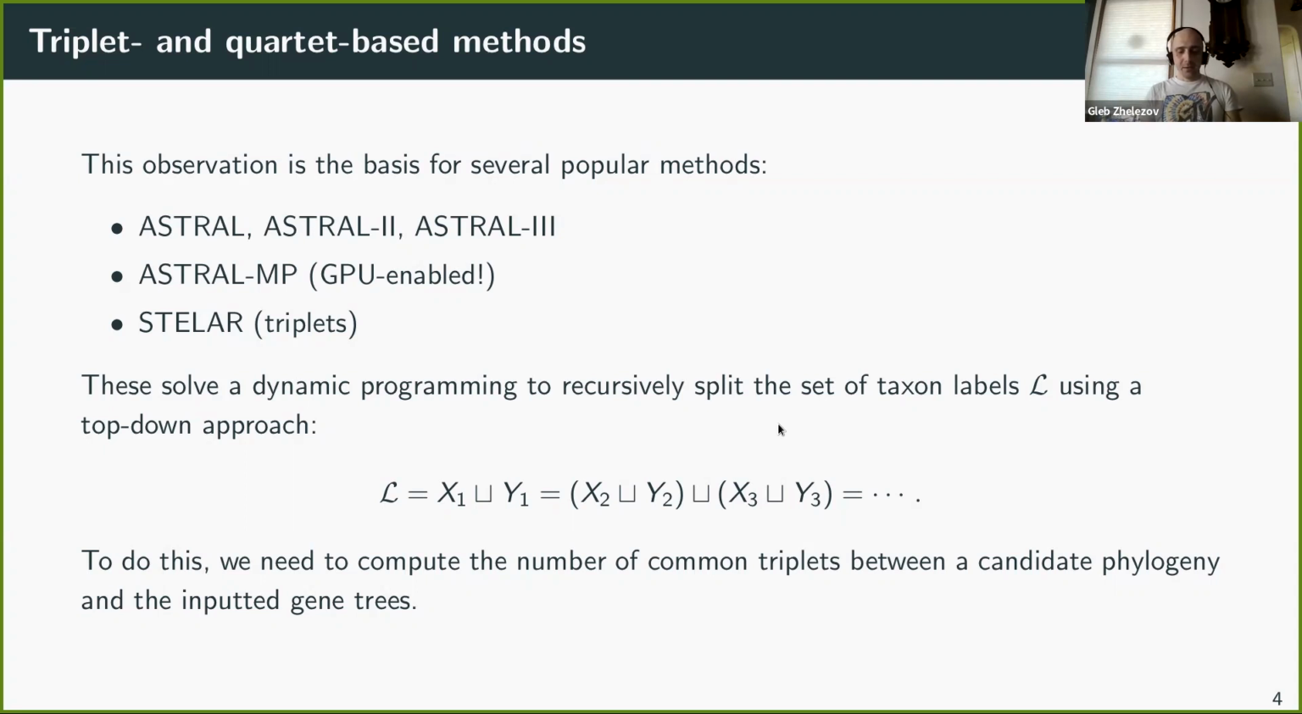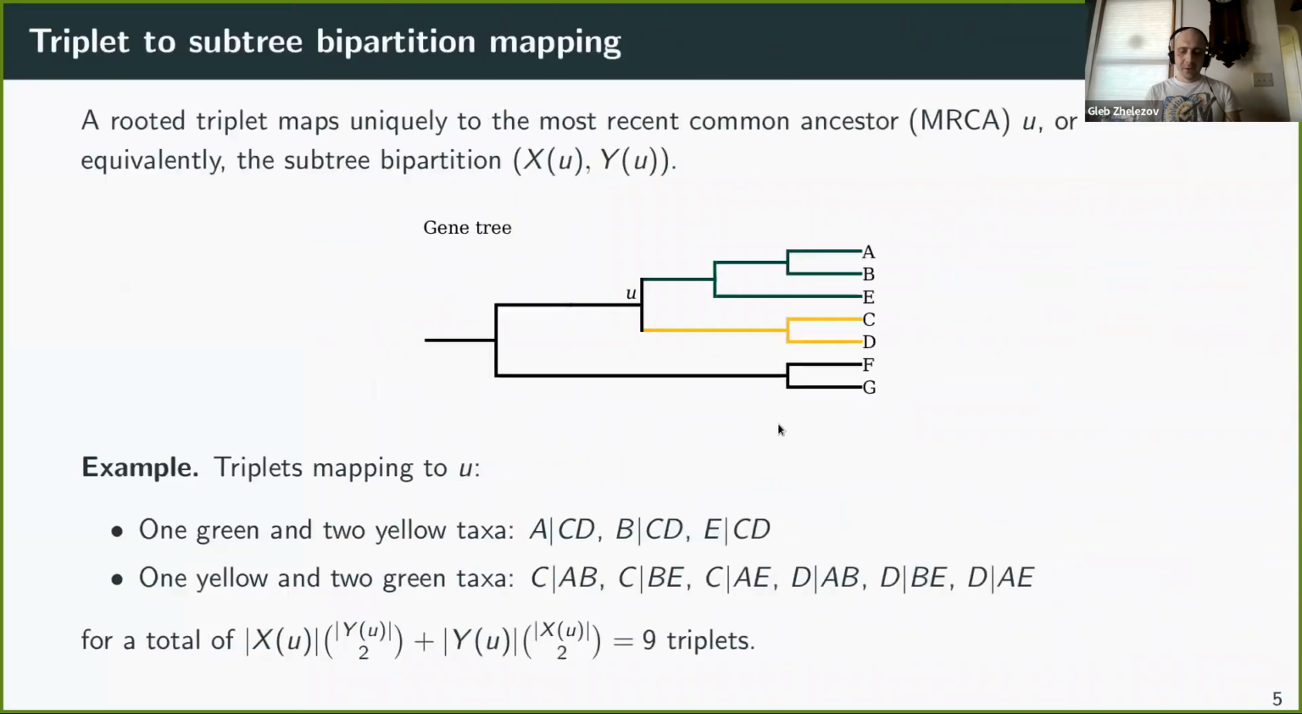And to do it, we need to compute the number of common triplets between a candidate phylogeny and the inputted gene trees. So Astral uses quartets, so the formulas are going to be a little bit different, but I'm just going to focus on triplets because that is what I ended up working with. But the derivations are essentially the same. So we can do it in a few steps.